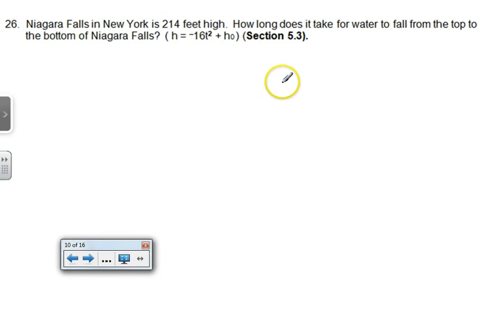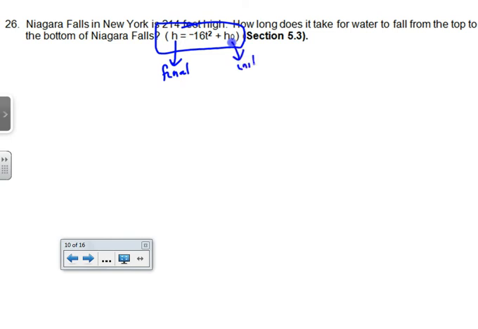And then this is a dropping problem because there's no velocity, it's not projectile motion. We have a formula that is given to you. Remember, h is the final height, and h sub naught is the initial height, or the starting height.